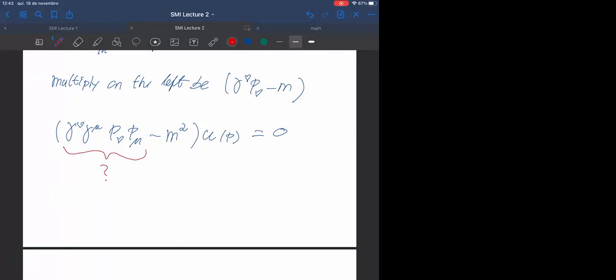So to see what this is, we can use one of the results. So we have one half gamma mu, and multiply this by p mu.